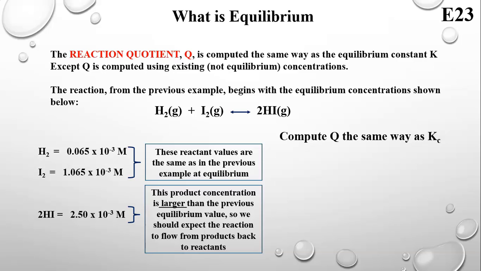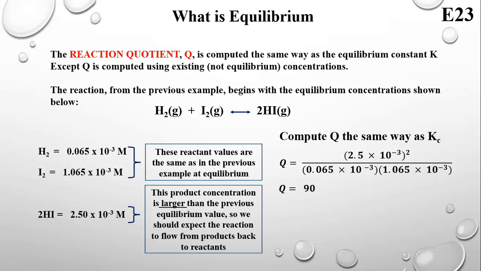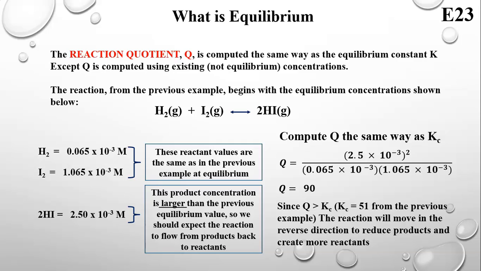So you compute Q the same way as Kc. So there we go, we're computing it just like we did at the end of the last problem to compute Kc. And what you end up with is Q equals 90. Since Q is greater than Kc, remember Kc was 51 from the previous example, the reaction will move in the reverse direction to reduce products and create more reactants. So that's all the Q value is. It's basically computed the same way as an equilibrium constant, except you do it with whatever your current concentrations are, not the equilibrium concentrations.